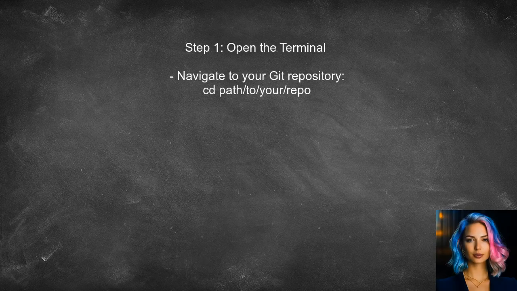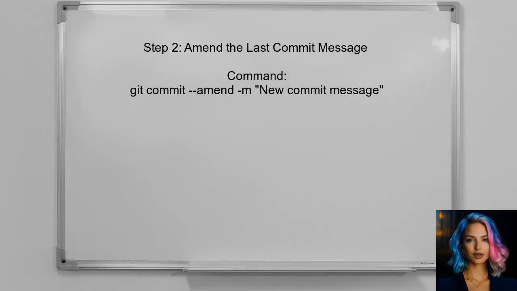To change the commit message of the previous commit, the user should first open their terminal and navigate to the repository where the commit was made. Next, the user can use the command to amend the last commit message. This is done by typing git commit --amend -m followed by the new message.